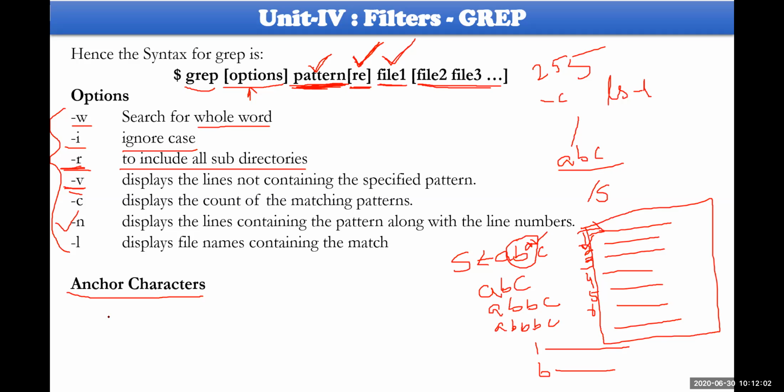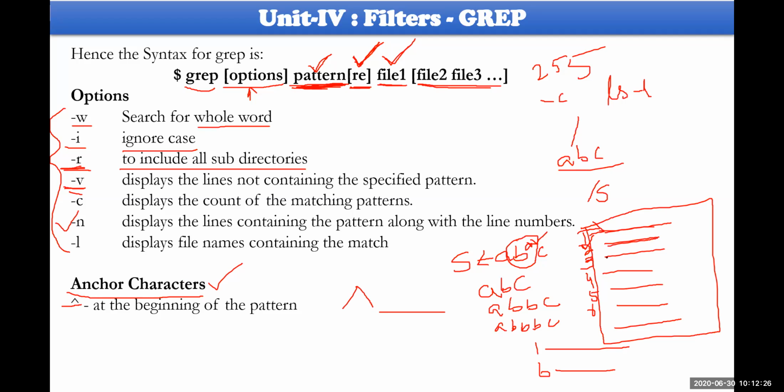We have several regular expressions here. The first ones are called anchor characters. First is the caret. If you put a caret before anything here, then every file is constructed by a number of lines.